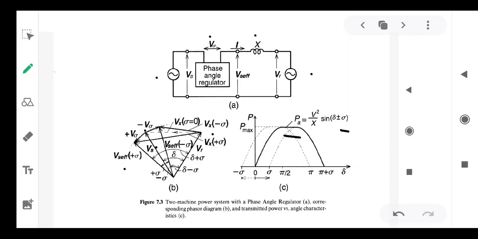This is the single line diagram. This is the phasor diagram. This is the power angle curve.